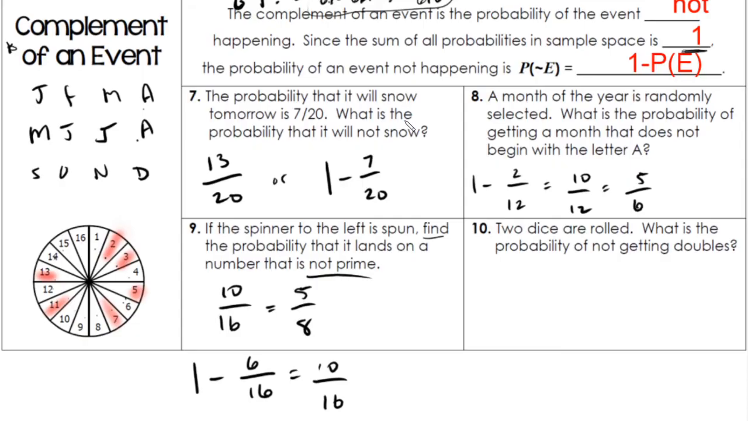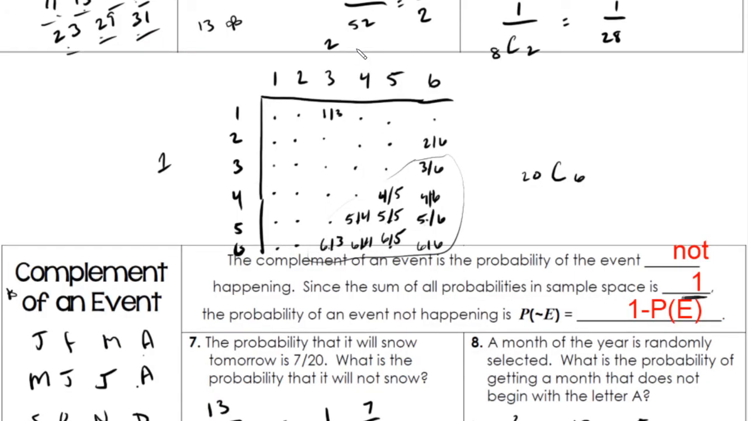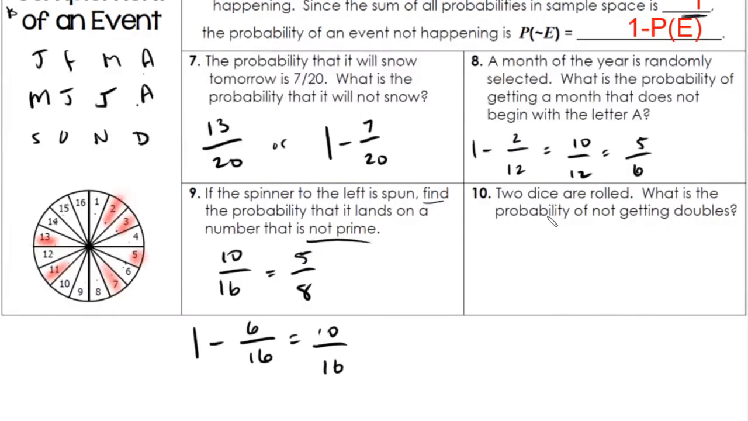Next up, 2 dice are rolled. What's the probability of not getting doubles? Well, let's go back up to this list I made here. If you look at this diagonal, this is the diagonal where the doubles will be. That'd be 1 and 1, 2 and 2, 3 and 3, 4 and 4, 5 and 5, and 6 and 6. So that would be 6 different possibilities, 1, 2, 3, 4, 5, 6 out of the total 36. So what's the probability of not getting doubles? Well, if it's 6 out of 36 to get a double, then it's going to be 1 minus that to not get a double, which is 30 out of 36.